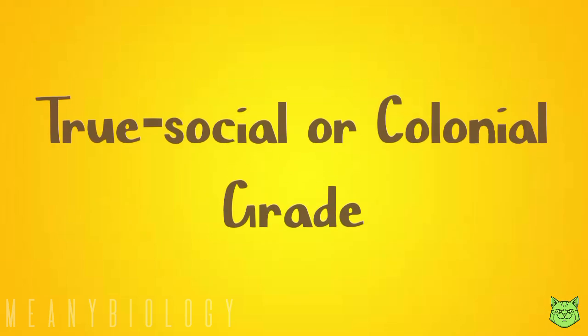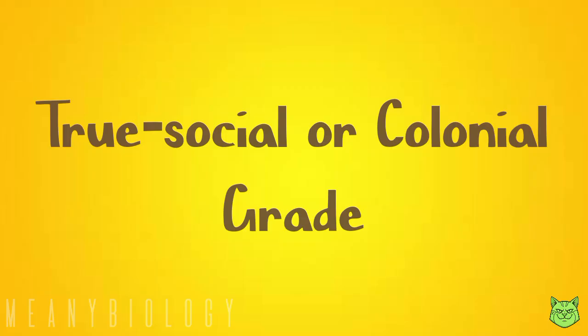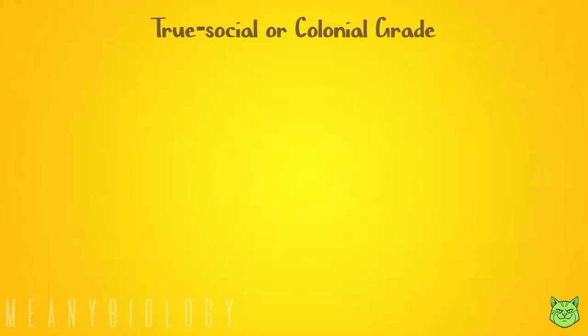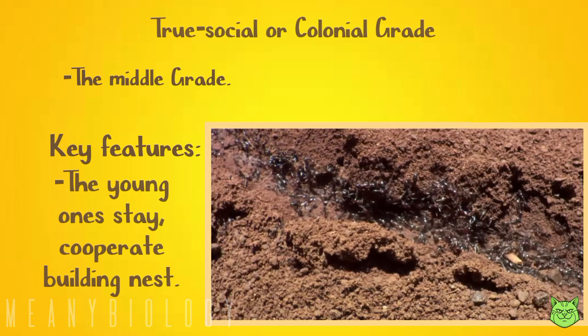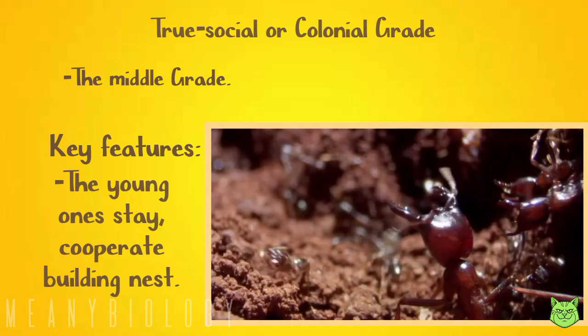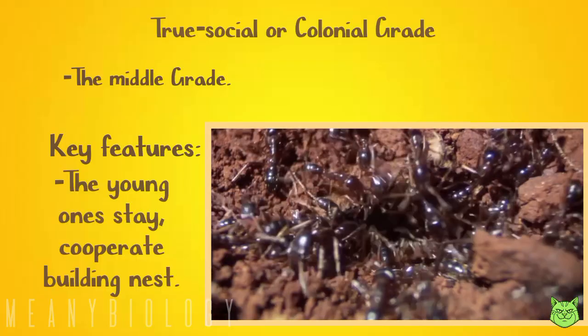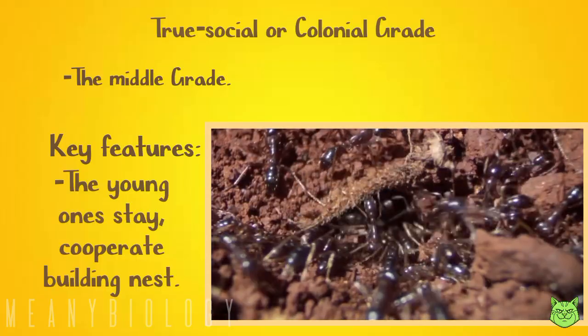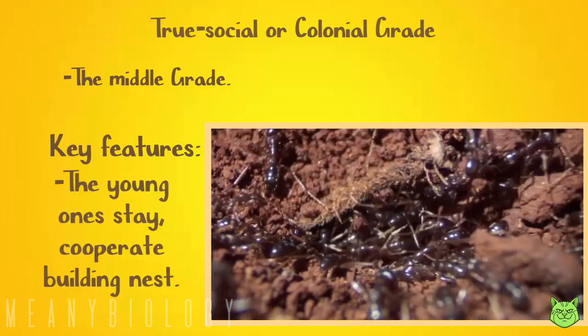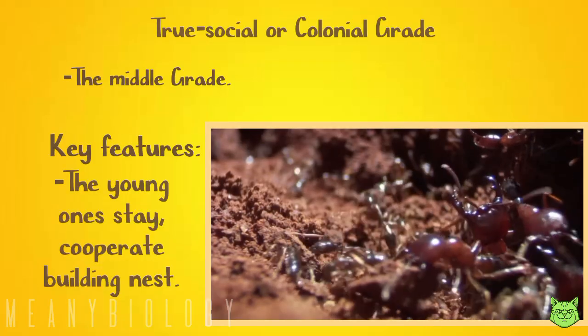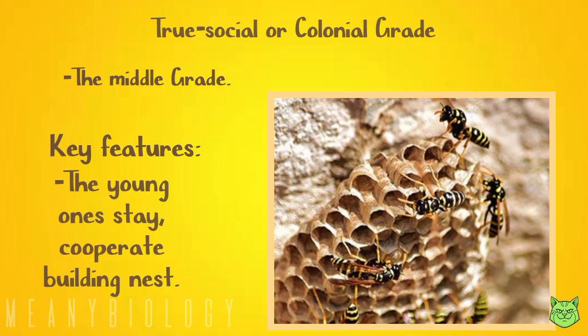Grade 2, true social or colonial grade. The middle grade of social habit. Key feature: the young, once fully grown, stay with their parents. They cooperate to build the nest and care for future generations, a true case of family business. Analogy: it's like an extended family living together and working on a shared home, such as many wasp species that probably invented teamwork before humans did.